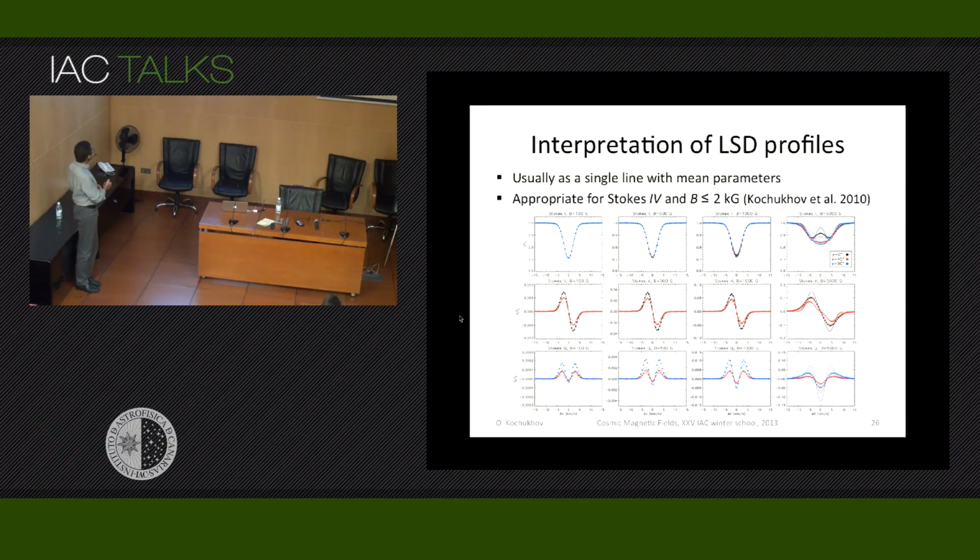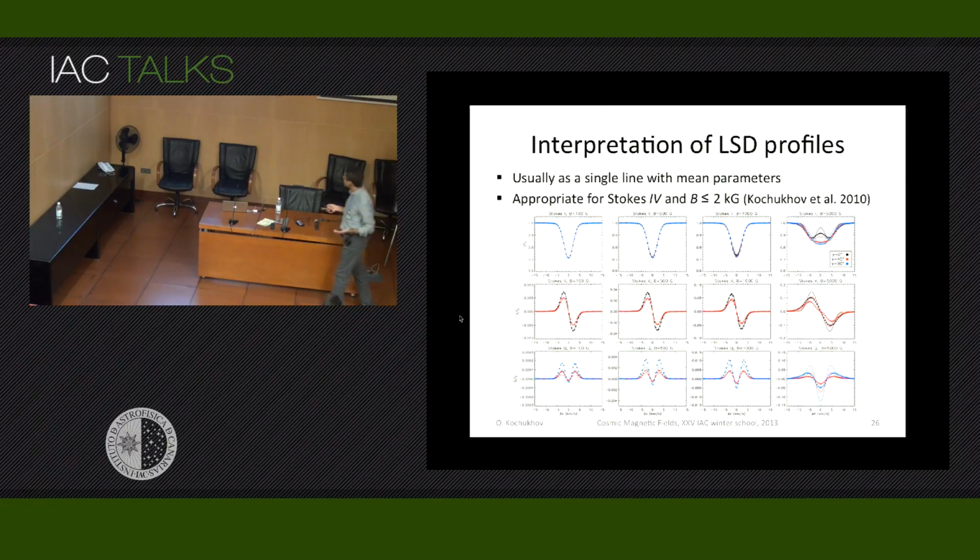So with dots, I show LSD profiles derived from synthetic spectra, so from spectra which have known magnetic field strength and orientation. And then these solid lines plotted on top show the modeling of the LSD profile as a mean spectral line. Different curves correspond to different orientations of the magnetic field with respect to the line of sight. And the columns here correspond to magnetic field strength going from 100 Gauss to 5 kilogauss. And these are Stokes I, V, and Q.